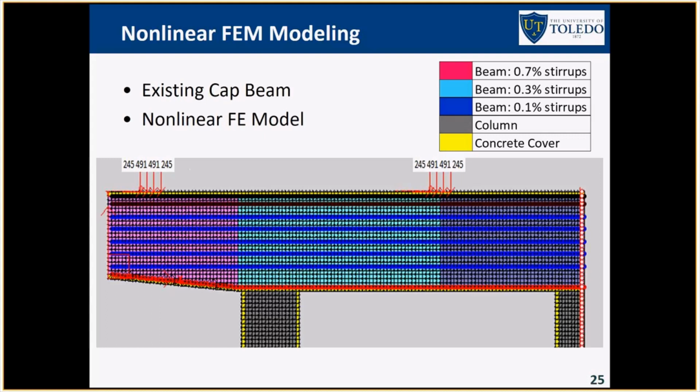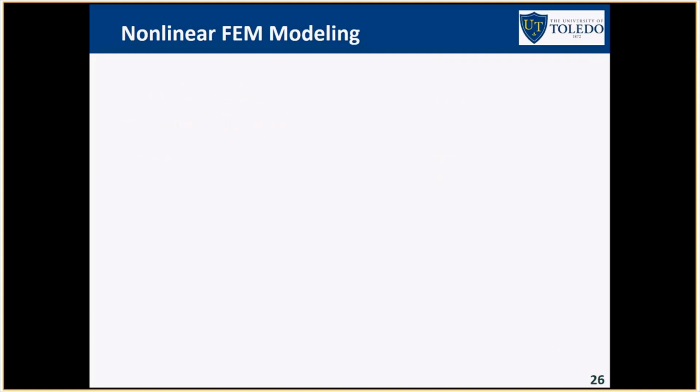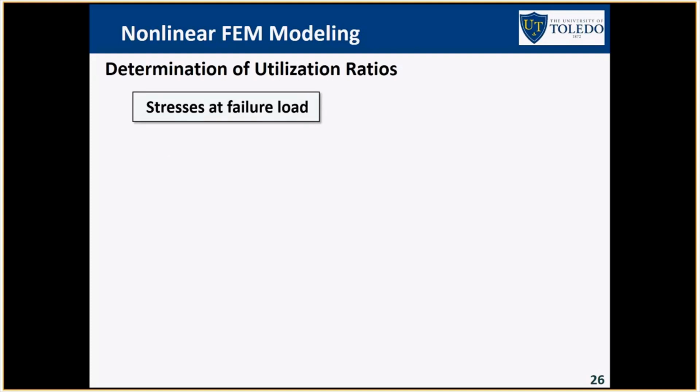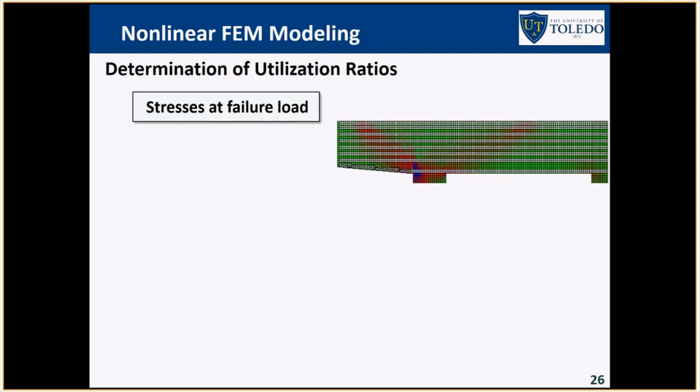From nonlinear finite element analysis, we generate the stress distribution in the concrete and the reinforcement. We want to see how conservative the results were with the Strut-and-Tie, so we convert those stress distributions into the same number, called the utilization ratio. Here we determine the utilization ratio from the stress distribution we get from nonlinear finite element analysis. First, we generate the stress distribution at the failure load. You can see the stress distribution of the concrete.